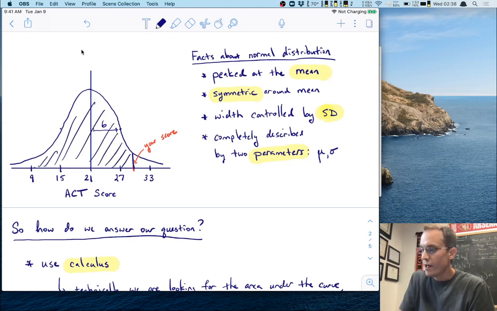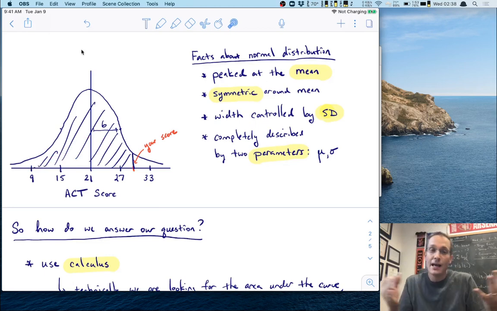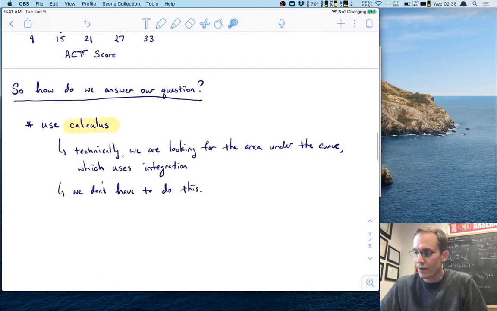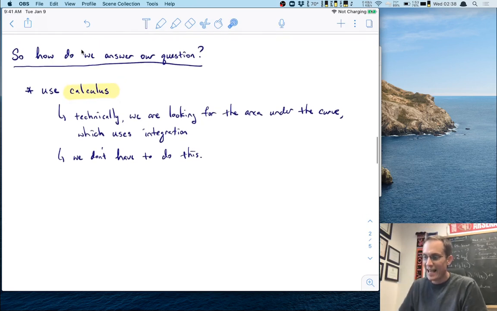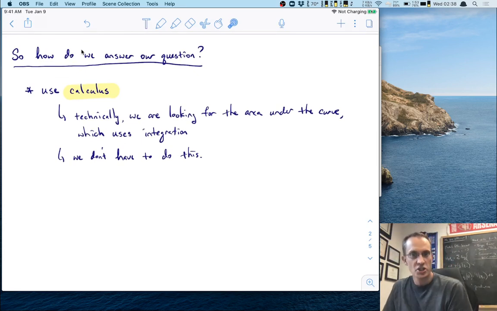Okay, so we're looking for what proportion of that curve is less than my score of 30. All right, see, that's a pretty big proportion. Exactly what it is, I don't know. But I could use calculus to find that out, because calculus, in fact, integral calculus, or using integration, is exactly the right thing to use for such a problem.